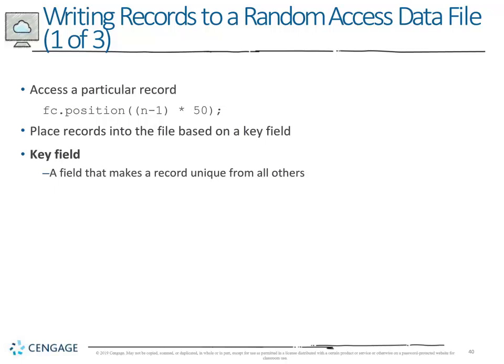One approach to writing a random access file is to place records in the file based on a key field. A key field is similar to a primary key in a database. That's a unique field that identifies each record. For example, with employee ID number, last name, and pay rate, obviously the employee ID number should be the key field.